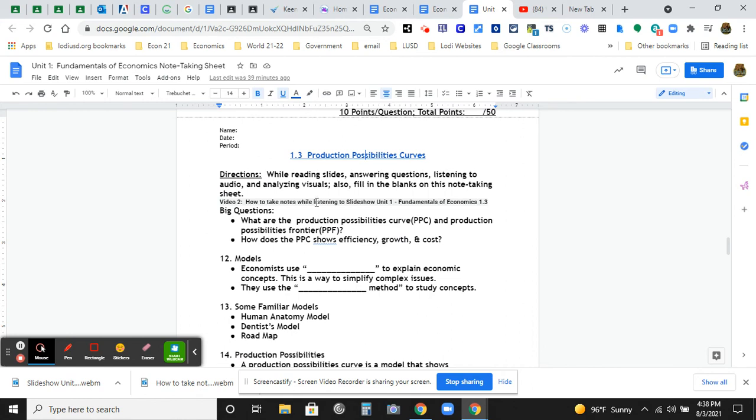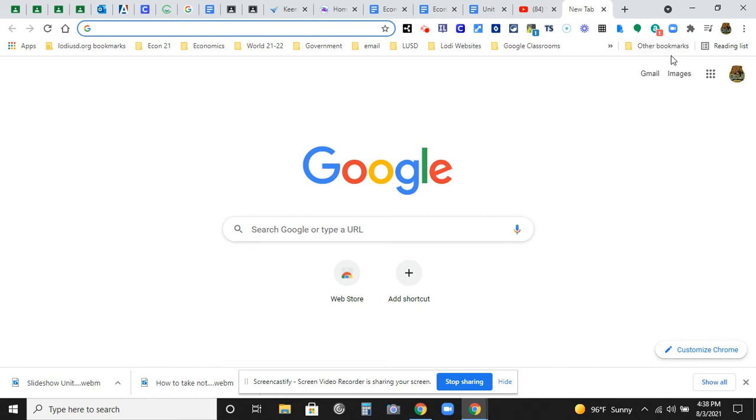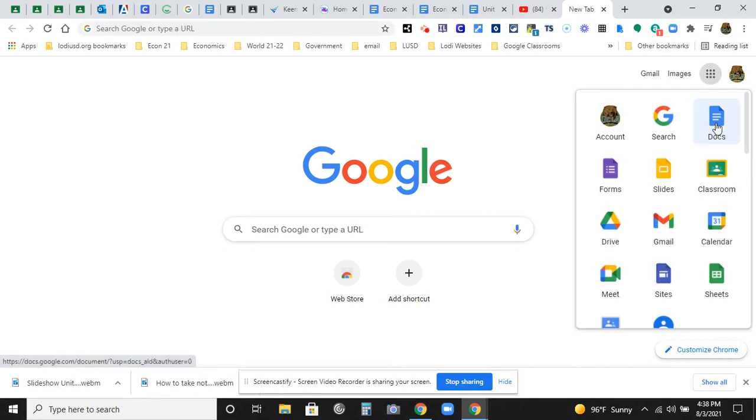But here's the thing, this is the original. I want the one that I created, and you should want yours too, because you're going to turn all of it in together when you're finished. So, how do you find it? Let me show you the two ways to find it easily.